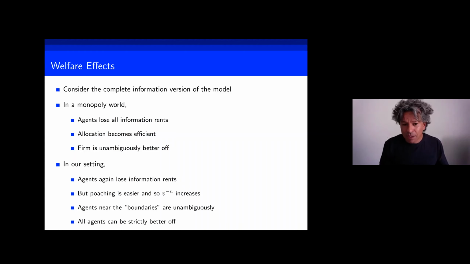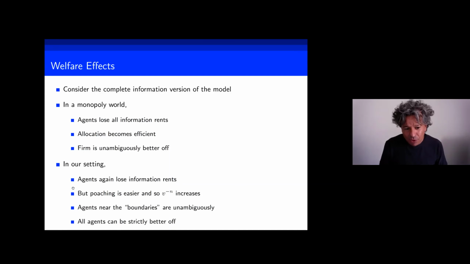If we only had a monopoly in our case, things would be trivial. The agents will lose all the information rents under complete information here, and the monopoly extracts everything. So that's pretty easy. But in our setting, with the complete information version, agents again will lose the information rents. But now, poaching by firms is easier because they can do it type by type without worrying about incentive compatibility. So competition is more fierce, and the outside option of each type is higher. So basically, we have these countervailing forces.